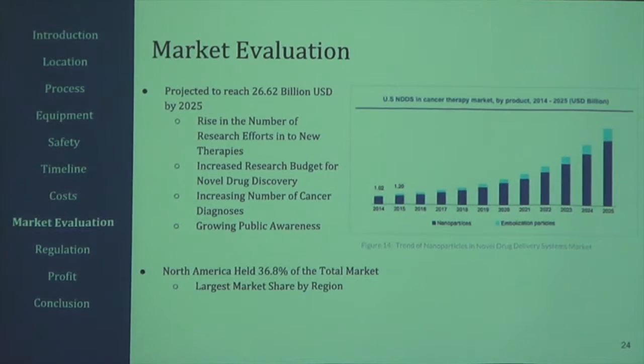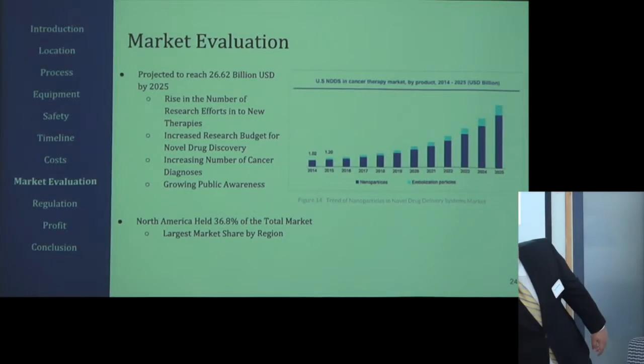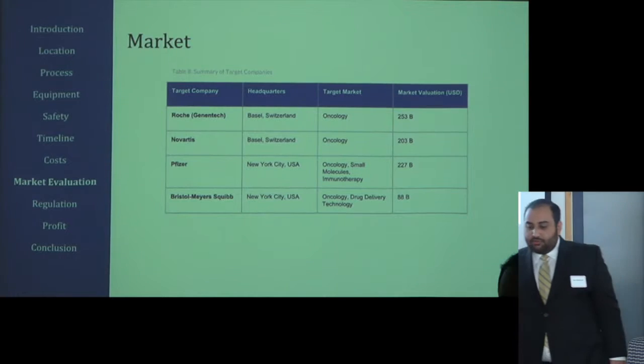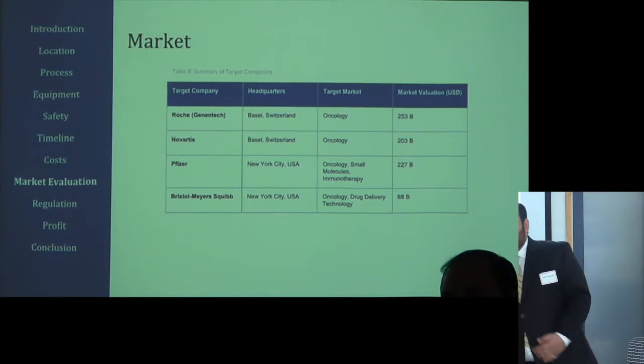And so we all know that cancer is the second leading cause of death in the United States, and in 2016, the novel drug delivery system market in cancer was valued at $4.31 billion, and it is projected to reach $26.62 billion by 2025. And that is for some reasons. Reason one is because there is a rise in the number of research efforts into new therapies, and also an increase in the research budget for novel drug delivery. And also there's an increase in the number of cancer diagnoses every year, and of course because of the growing public awareness through marketing. And also North America held the largest market share with 36.8% of the total market, and that is the largest market share by region.